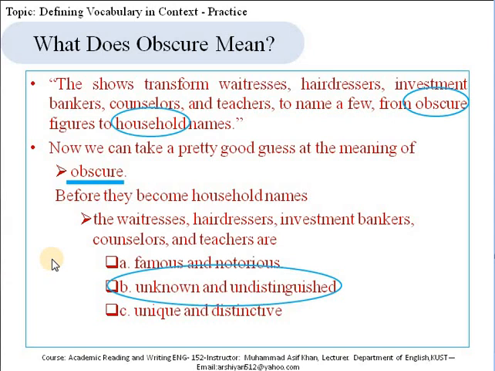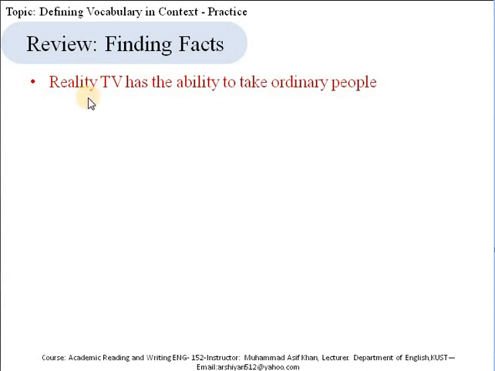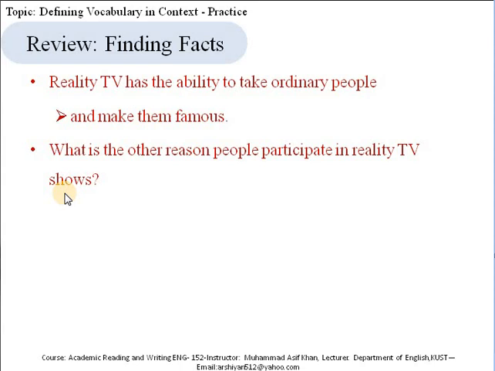But before going into finding the meaning of the second word, proliferate, I will give you a quick review of what we have learned in practice 1 of critical reading, a small review of finding facts. So one of the reasons people participate in reality TV is that it has the ability to take ordinary people and make them famous, as we have learned from this paragraph. What is another reason people participate in reality shows? Just tell me.